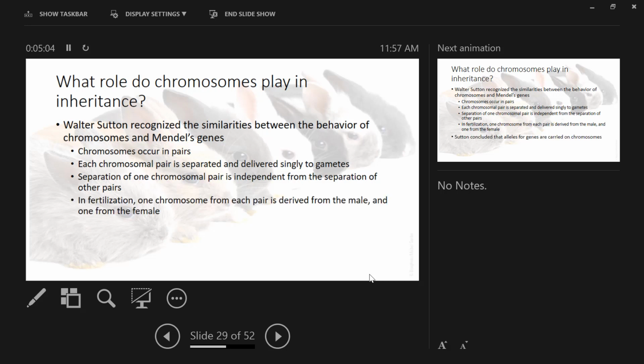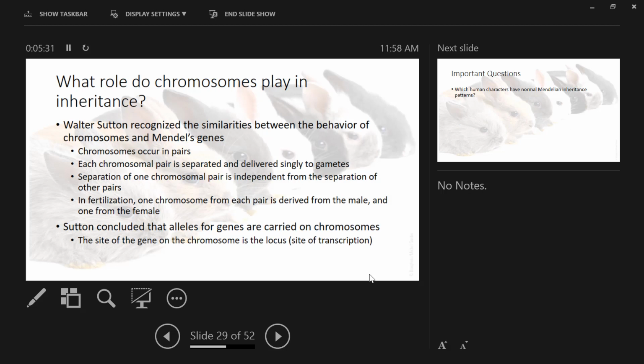And then in fertilization, one chromosome from each pair is derived from the male and one from the female. Again, explaining Mendel's findings with the law of independent assortment, the law of segregation, and then explaining how offspring are representative of their parents. So he concluded that the alleles for the genes, the alleles for what was making those particular phenotypes, were located on the chromosomes.